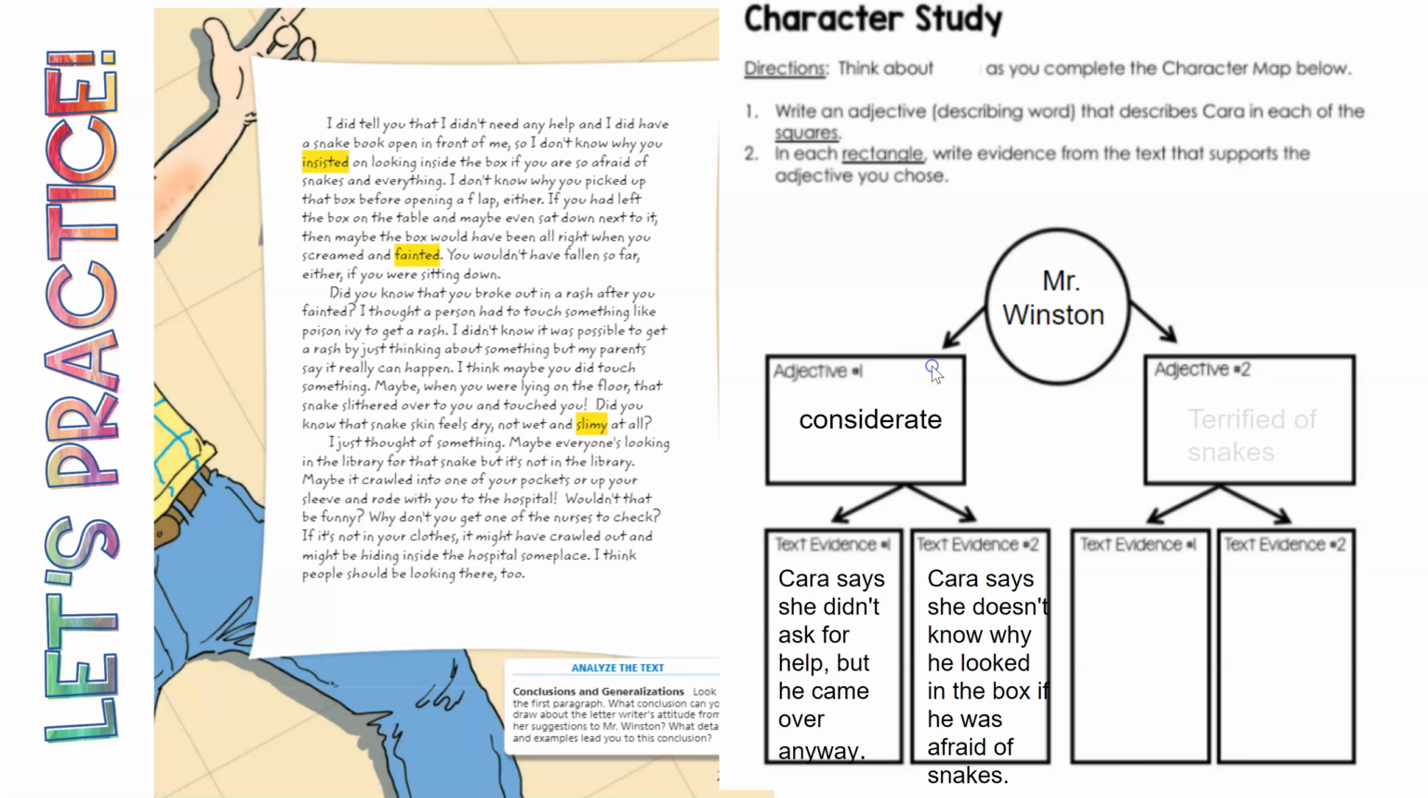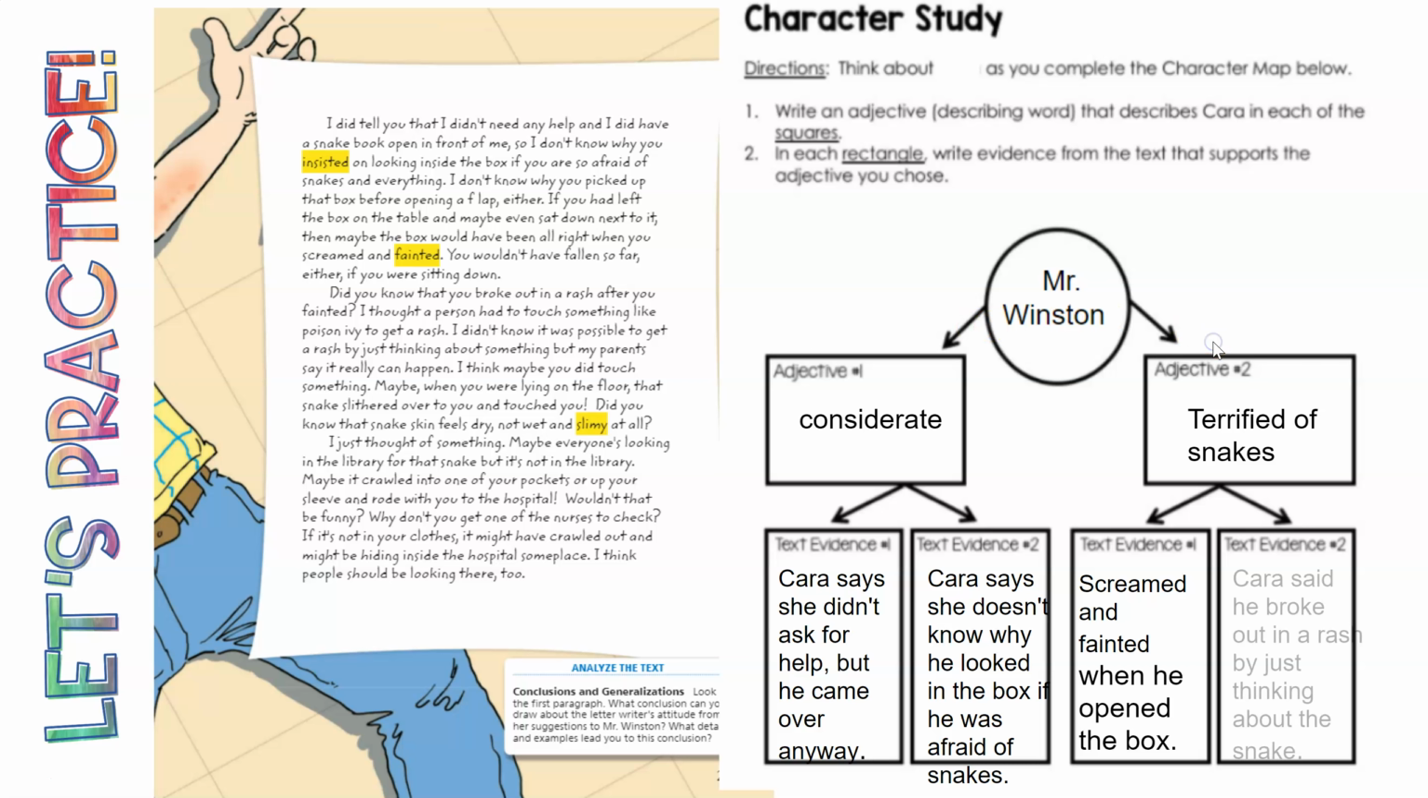I would also describe him as terrified or even petrified of snakes. Some text evidence to support this is that he screamed and fainted when he opened the box. Once he saw that snake, he just couldn't control it. He just fainted. Also, Kara described the rash that he broke out in just by thinking about the snake, not even touching it. That shows that he is petrified.